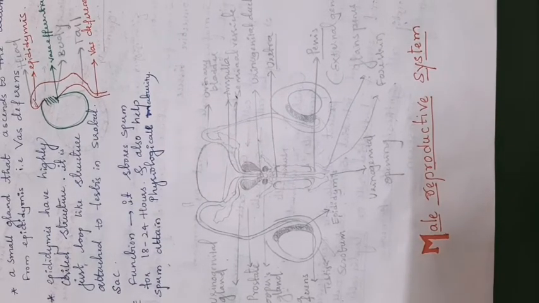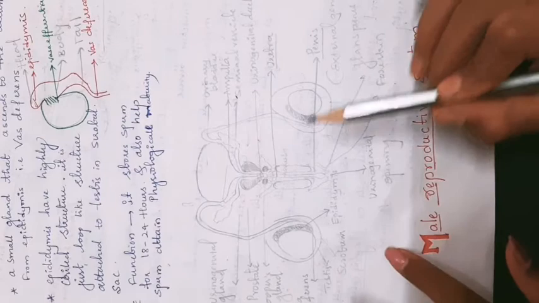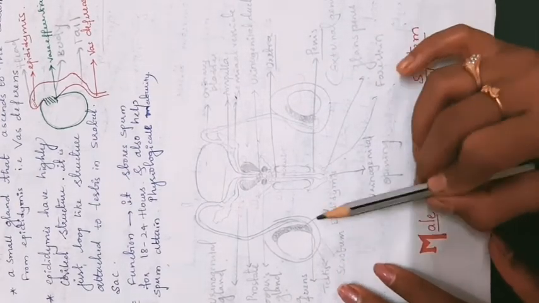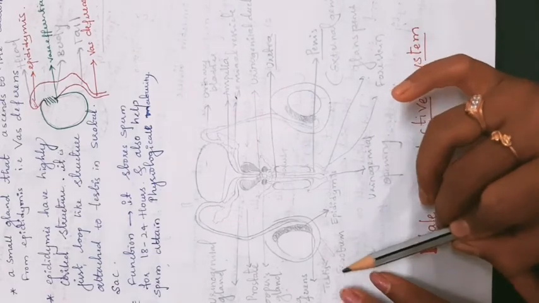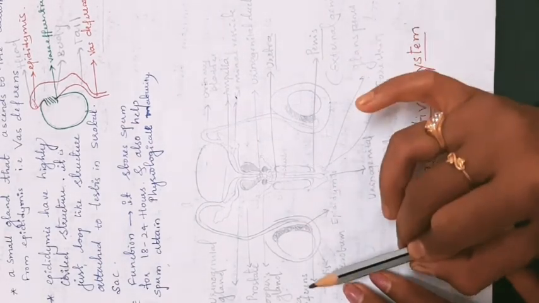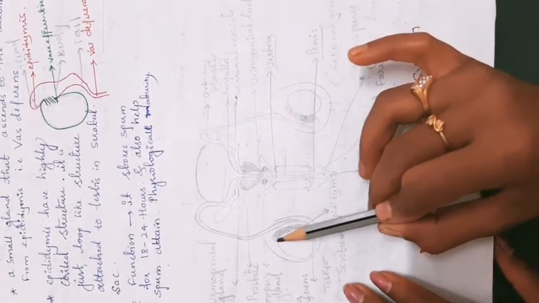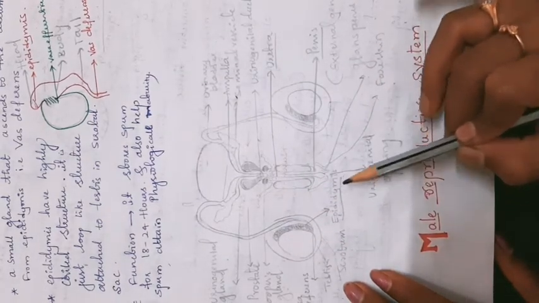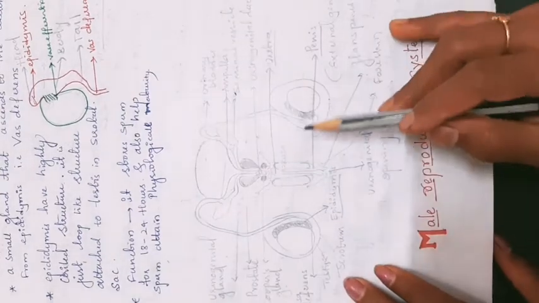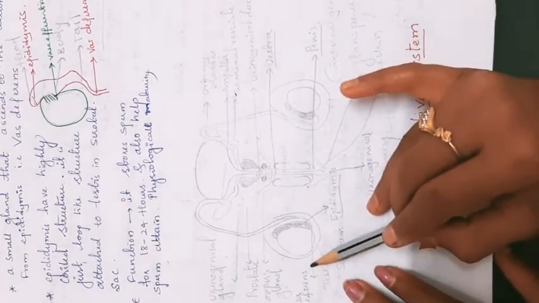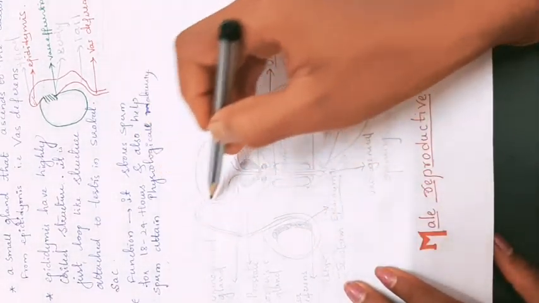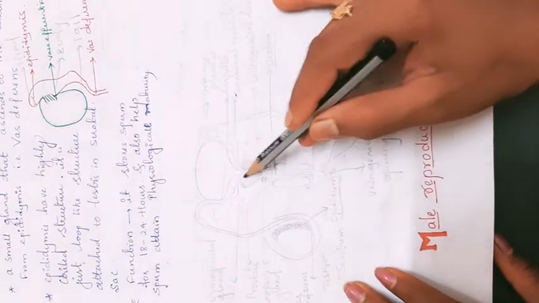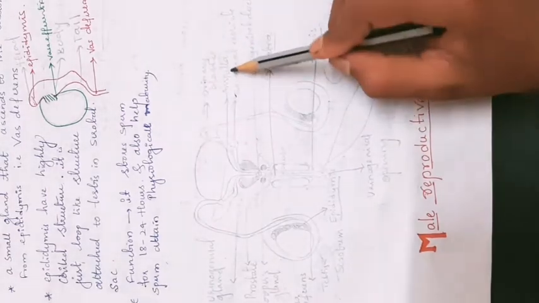You can see here a small sac like structure is called the scrotum. In that scrotum, testes are present. A loop like structure which is attached to the testes is called the epididymis. A tube like structure which arises from the epididymis is called the vas deferens. The vas deferens has a loop like structure when it is attached with the urethra, that is called the ampulla.